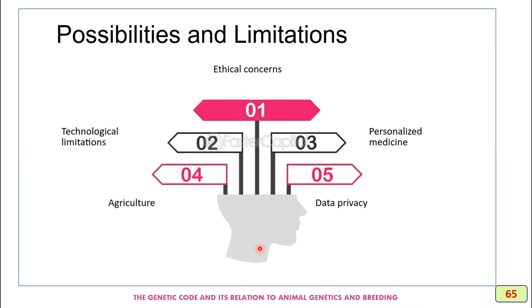Whereas personalized medicine can be another possibility of genetic coding, but data privacy is also a challenging thing. Suppose this data is available to a lab, just like a mobile number, whether it can be sold to an external person or not. So data privacy is always a threat for this particular coding.